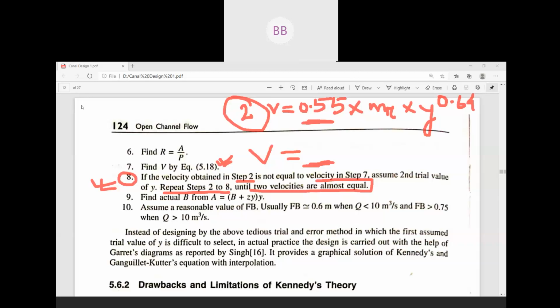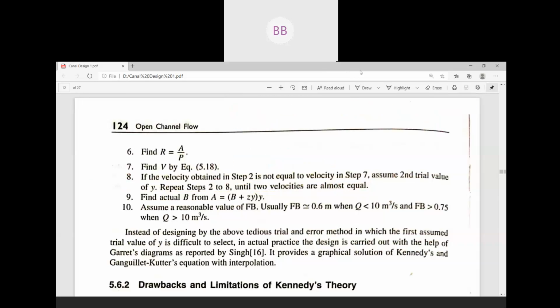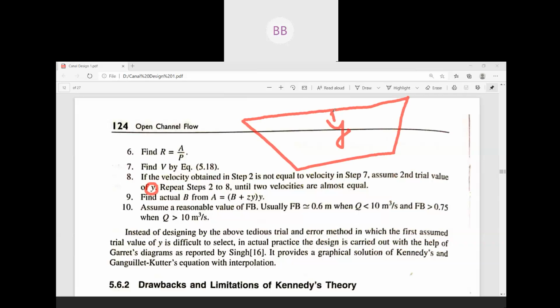Okay. So then we move on to step number 9. Till step number 8, we are going to fix our y value. What will be the depth of the channel? By the trial and error method, we are going to fix the y value. What will be the ultimate y or depth of the channel? Maximum depth of channel, in step number 8.